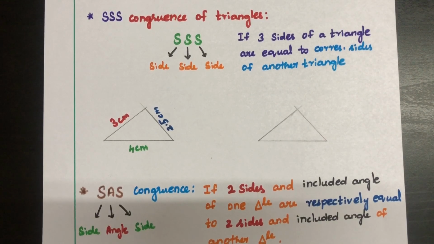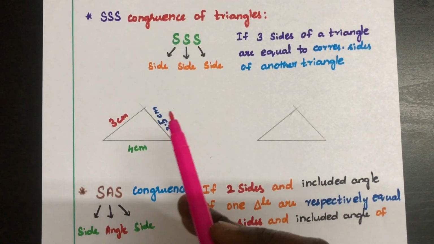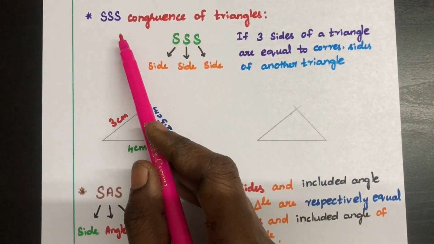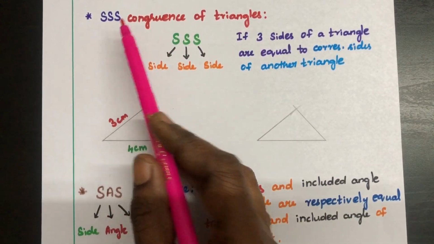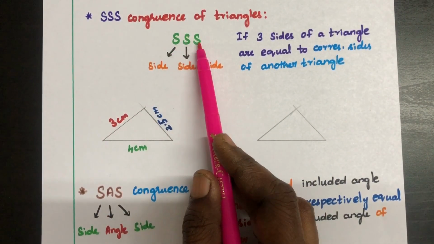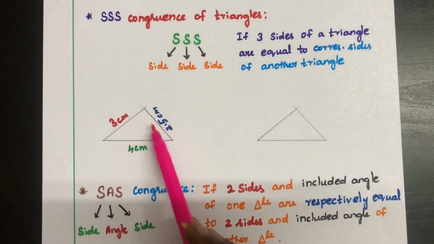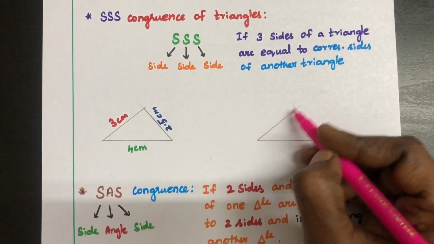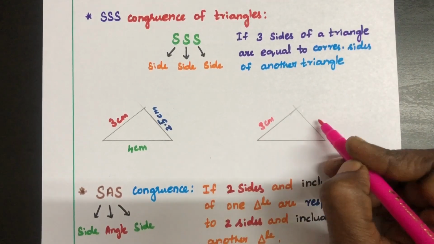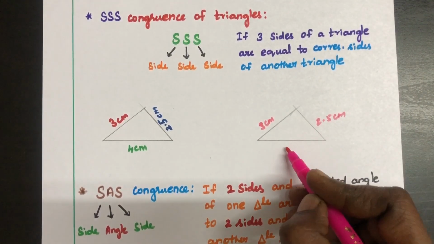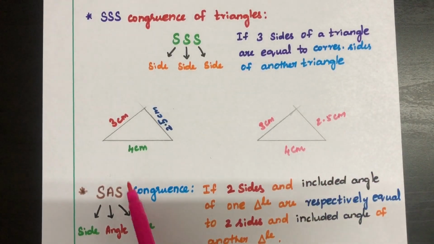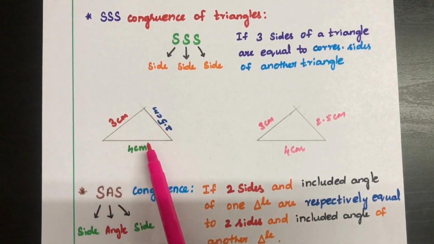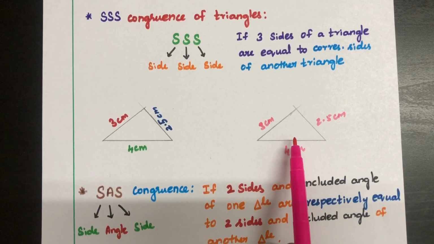Now congruence of triangles. We can show the congruence of triangles in 4 ways. I'll tell you one by one. First, congruence of triangles by the triple S method. What is triple S? Each S indicates side, side, side. If 3 sides of a triangle are equal to the corresponding sides of the other triangle, corresponding sides meaning exactly the same, 3 centimeter, this is 2.5 centimeter and this is 4 centimeter, then both are said to be congruent.